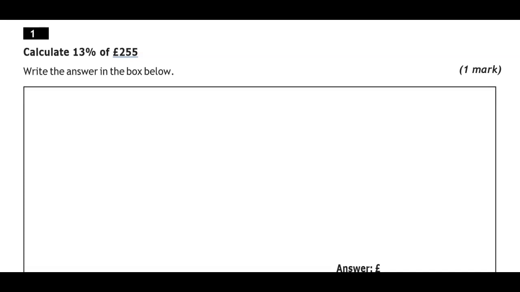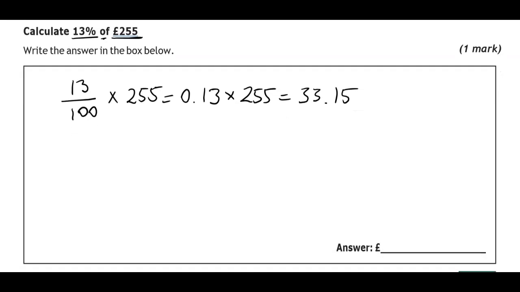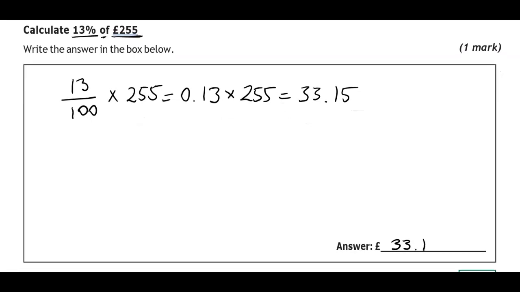Question 1. Calculate 13% of £255. Write the answer in the box below. So 13% is 13 out of £255. So 13 divided by 100 gives us 0.13, times 255, and that gives us 33.15. So that is £33.15.